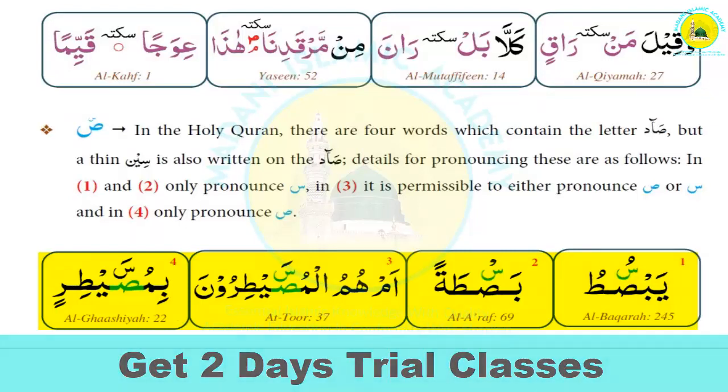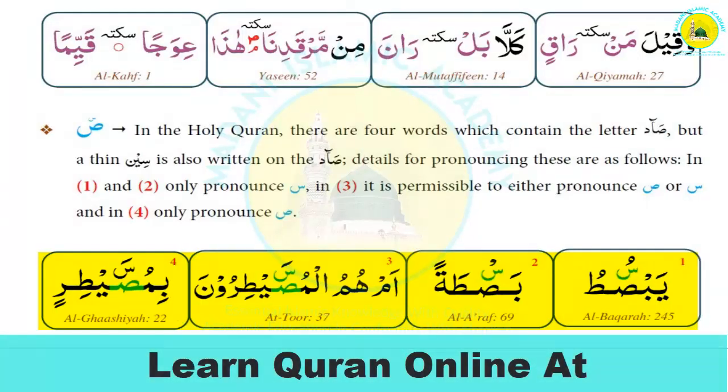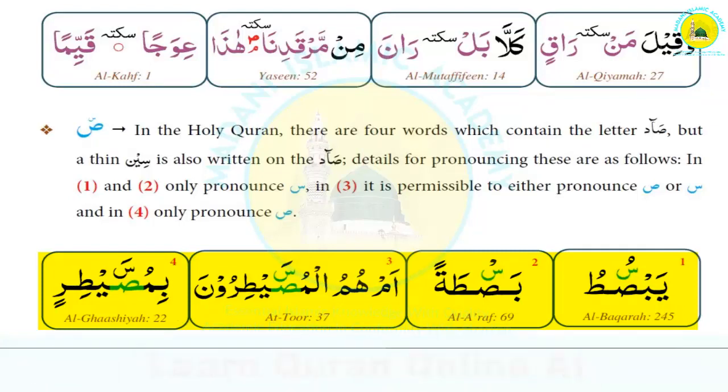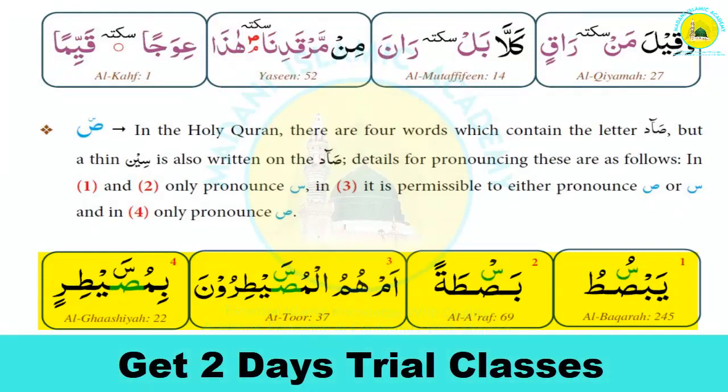Now in box number 3, it is permissible to either pronounce Sad or Seen. So here you have the Sad and the Seen and they are both colored in blue. Obviously you might not have them colored in the Quran, but if we know the rule then we won't make a mistake. So you can read either. You can read Am Humul Musaytiruna with a Sad, or we can read Am Humul Musaytiruna with a Seen. So inshallah if you can repeat this as well.